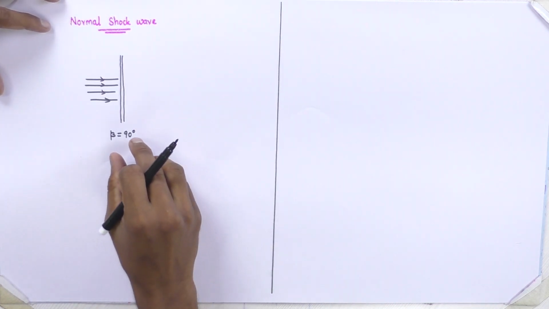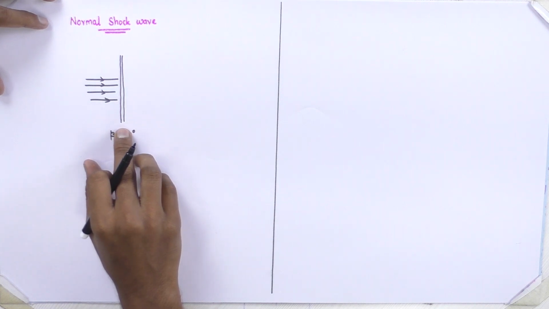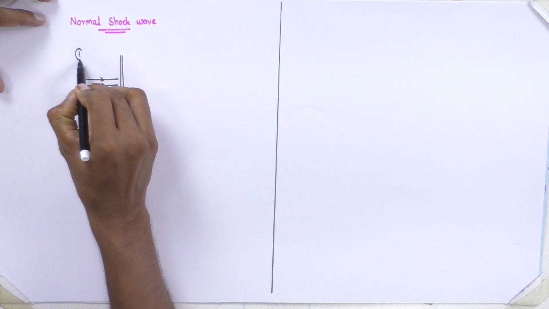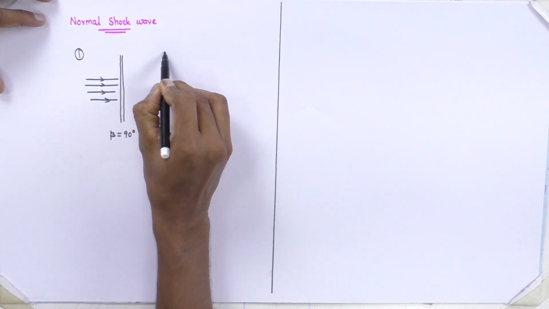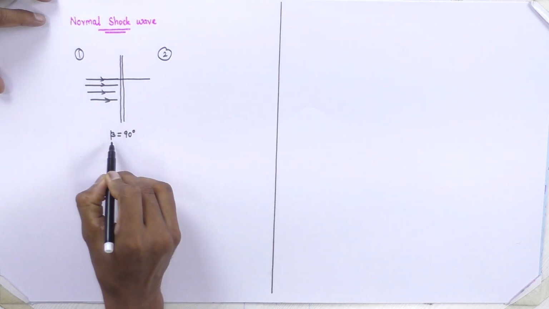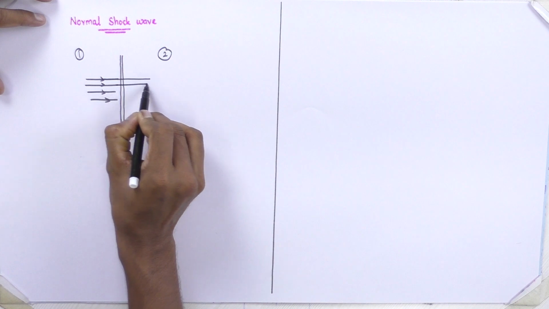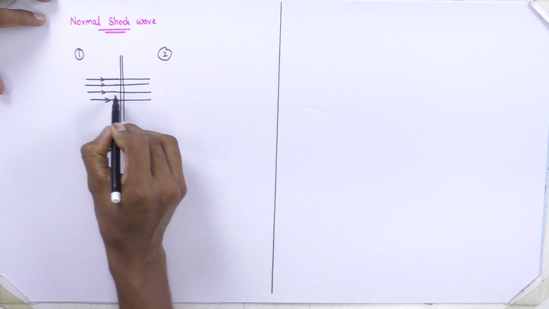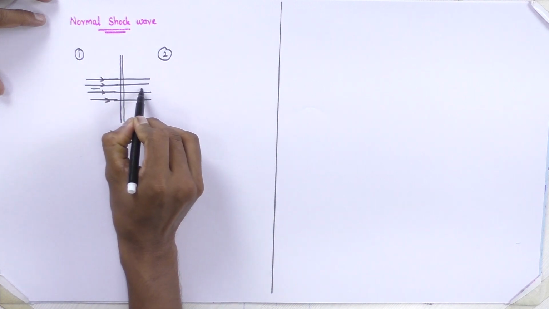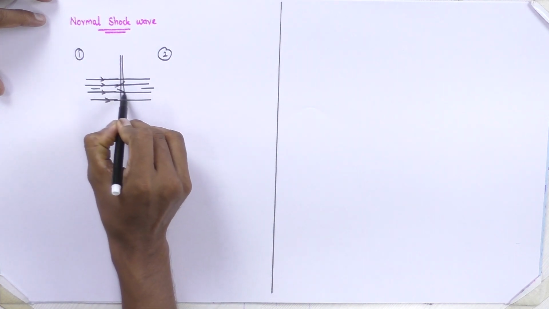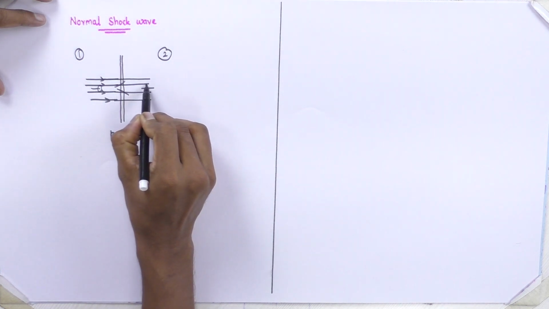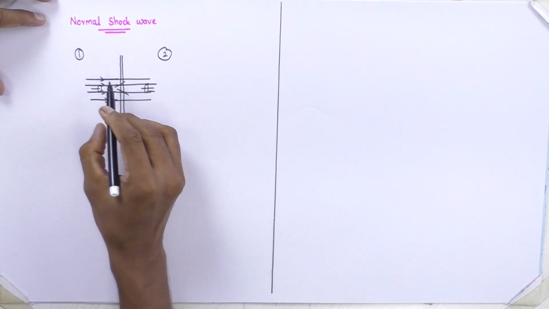Now let us analyze this normal shock wave. Let's say this upstream region is region 1 and the downstream region is region 2. These streamlines will be straight lines because beta is equal to 90°. So we know that the streamlines won't cross each other. So whatever mass comes in, it has to go out. There won't be any mass transfer across this streamline. So between these streamlines, we can treat this as a stream tube with constant area.